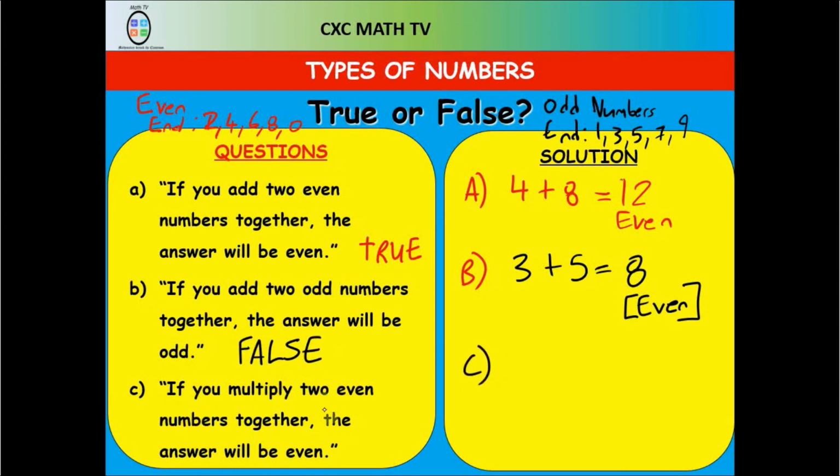Part C. Part C says if you multiply 2 even numbers, the answer will be even. So if you multiply two even numbers, I'll make it simple. 6 times 4. That's 24, right? But 24, what is that? Even or odd? Even. And so therefore, this is true. Because this is even. So in that case, it is true. Nice.